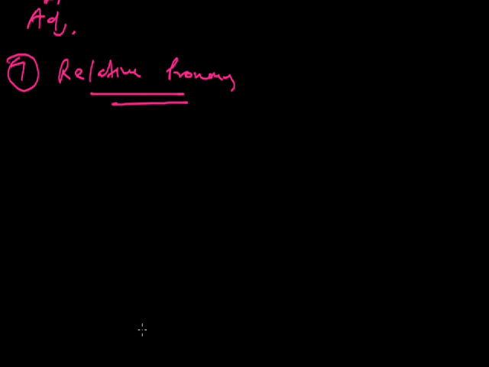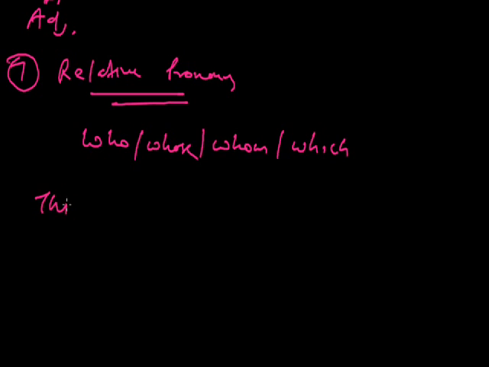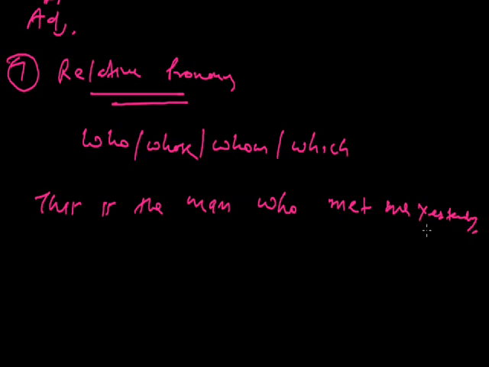Relative pronouns. And these are who, whose, whom, which. For example, this is the man who met me yesterday. Now, this is the man who met me yesterday. The word who is a relative pronoun, and who is used for living beings.